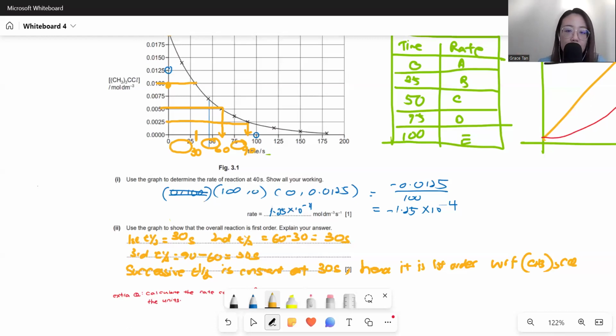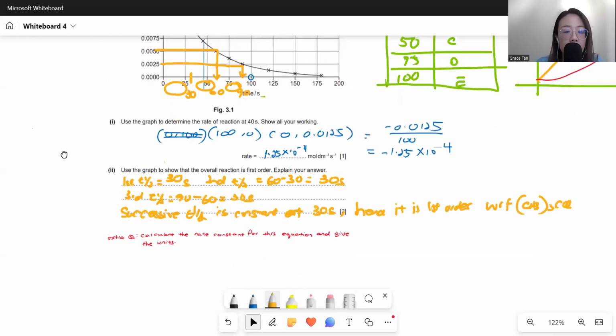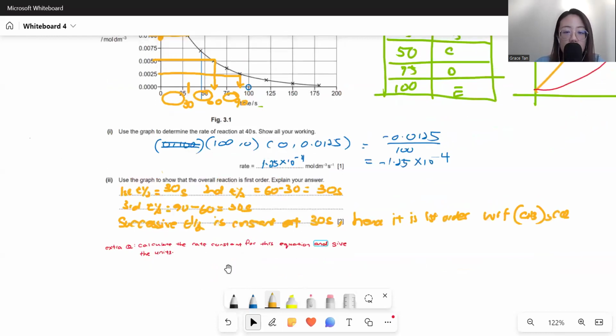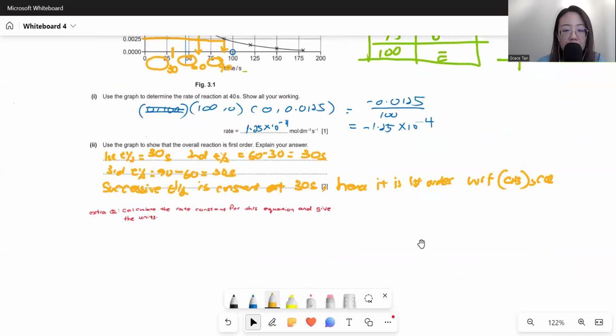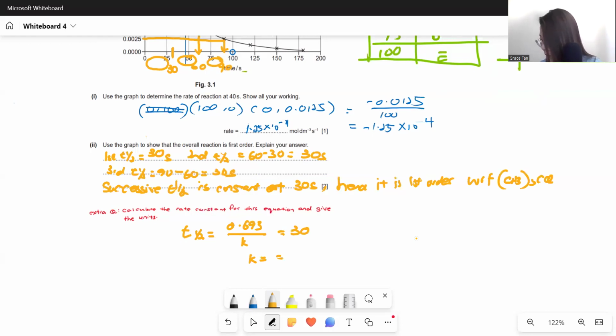Now I'm going to add an additional question down there in red pen, which I've already annotated: calculate the rate constant for this equation and give the unit. Rate constant is your k. Do you know how to solve? We need to bring out the formula. The formula for half-life, only for first order reaction, is 0.693 divided by k. Since my half-life is 30 seconds, the average one, I can calculate my rate constant as 0.0231. What is the unit? This is in seconds, so your unit is s to the power of minus 1.